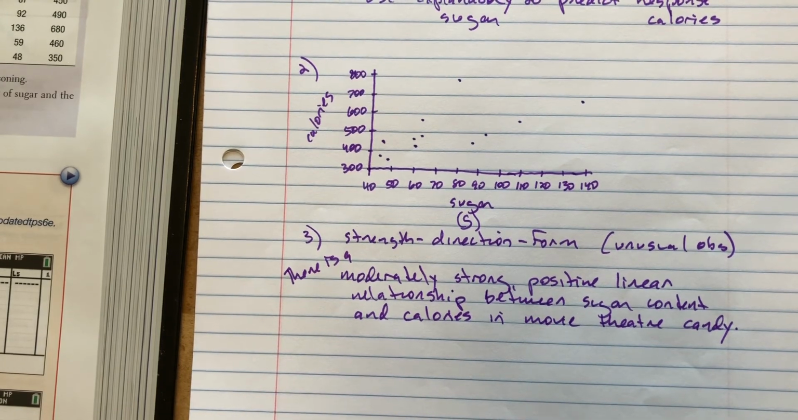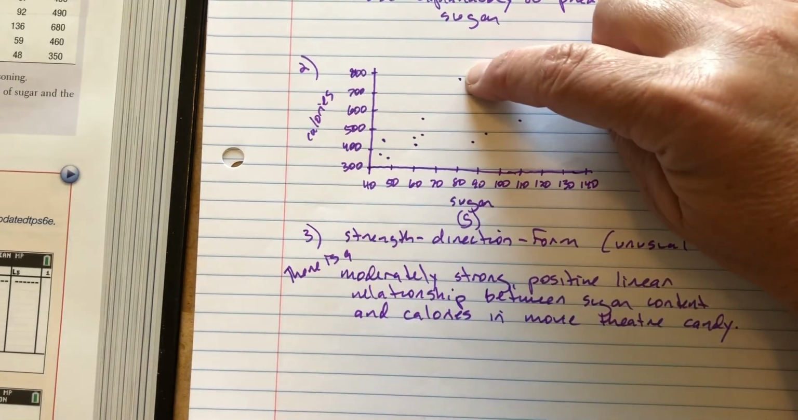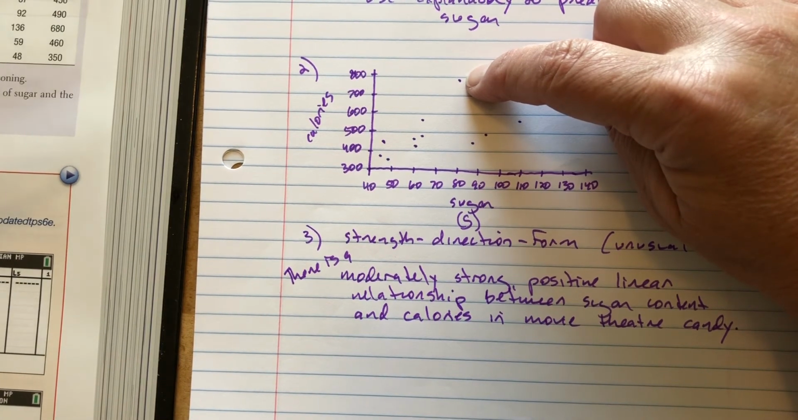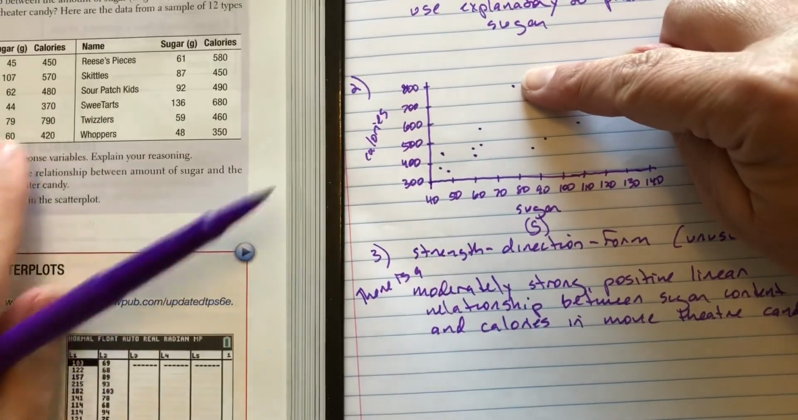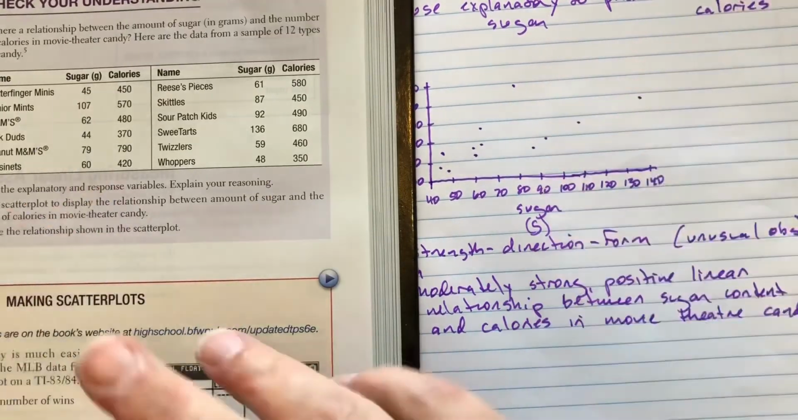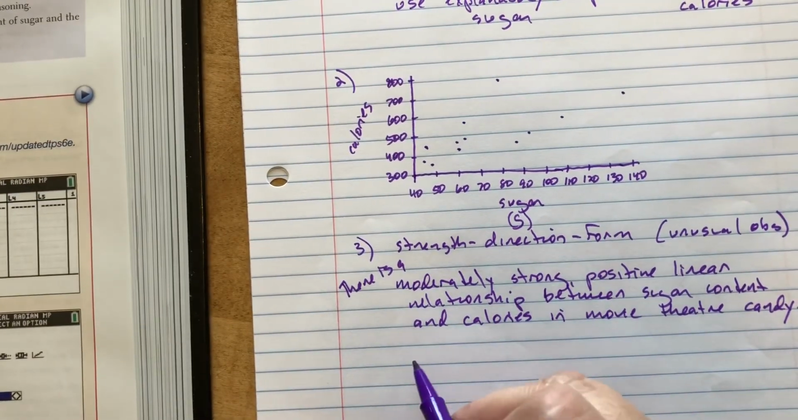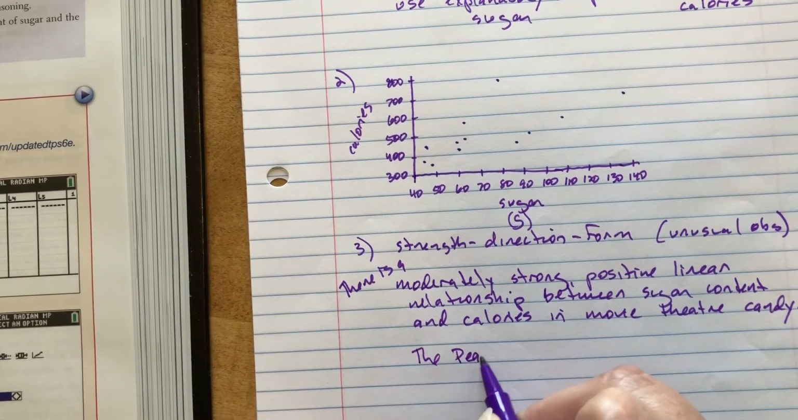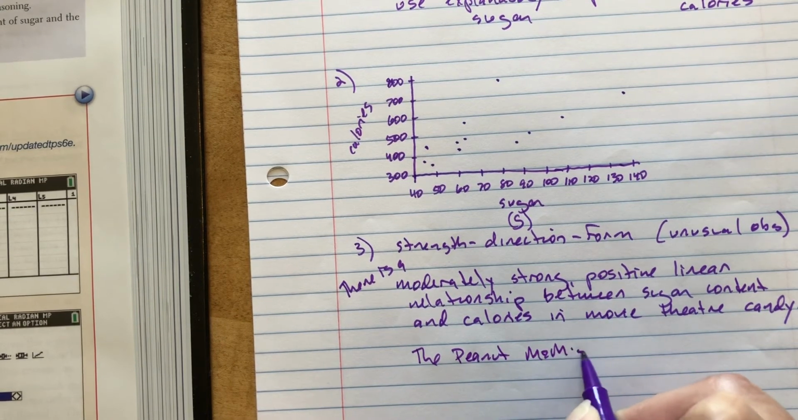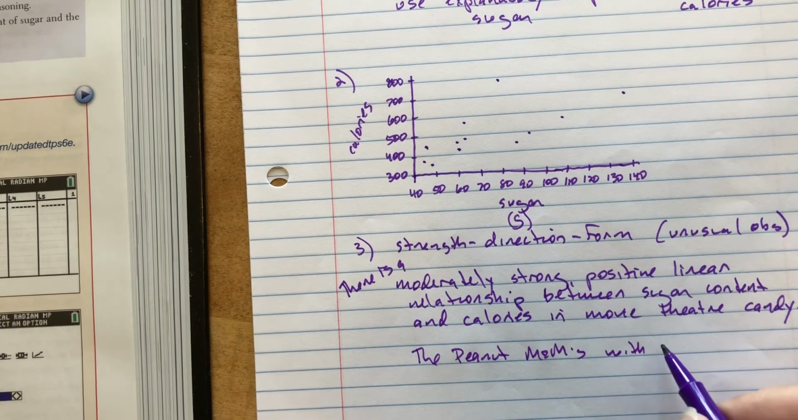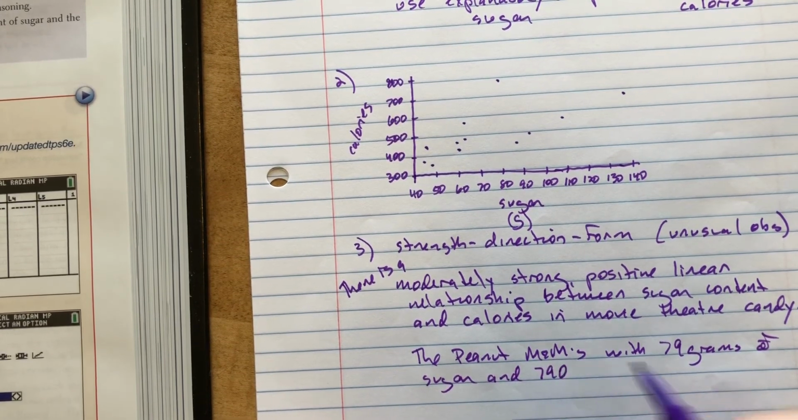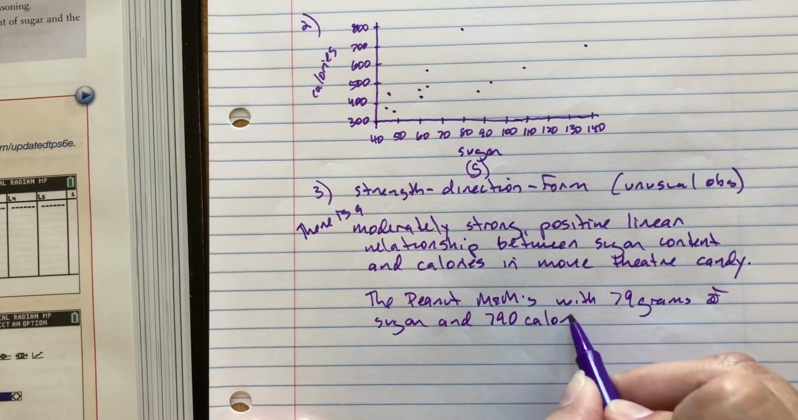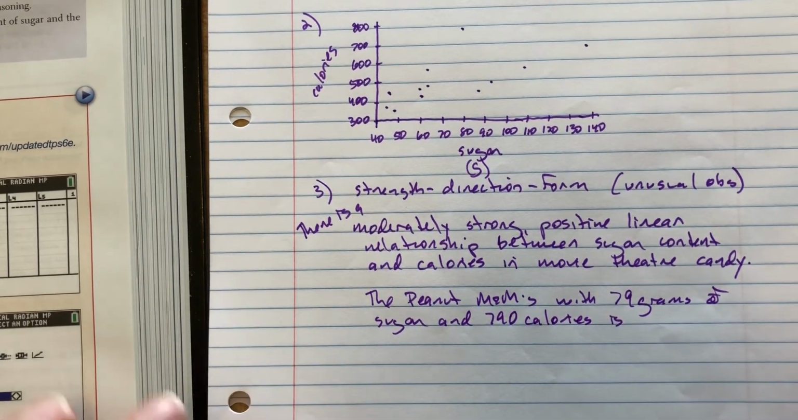Is there anything unusual? I think this guy is unusual. So what was that? 79 and 790. So that's the peanut M&Ms. Looking back on the table, 79 and 790 is the peanut M&Ms. So I would say the peanut M&Ms with 79 grams of sugar and 790 calories is an unusual observation.